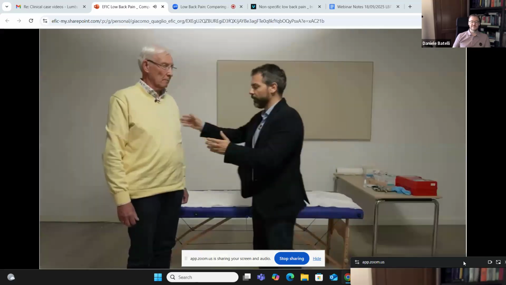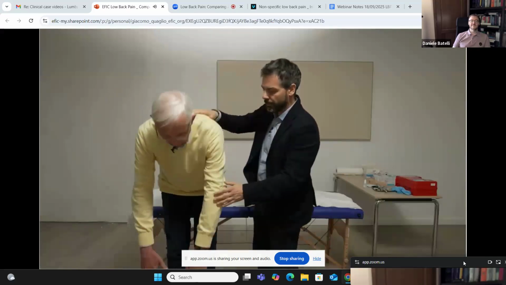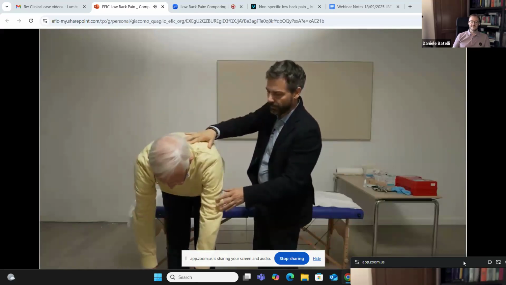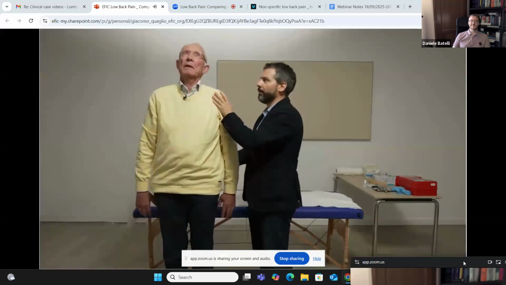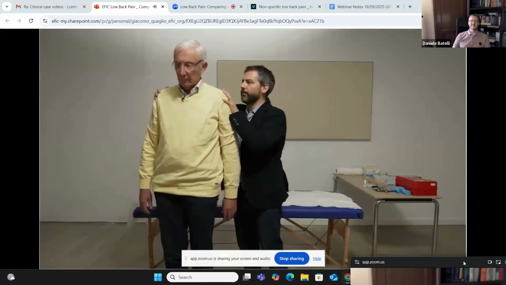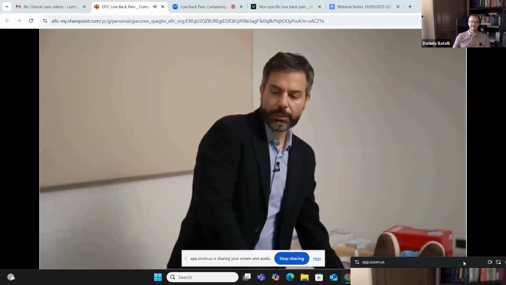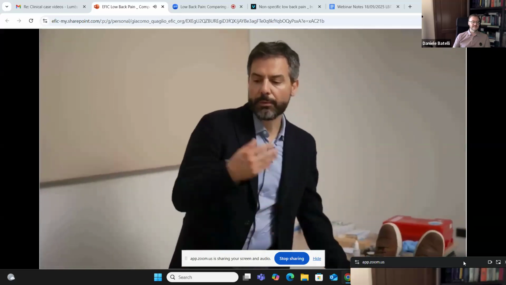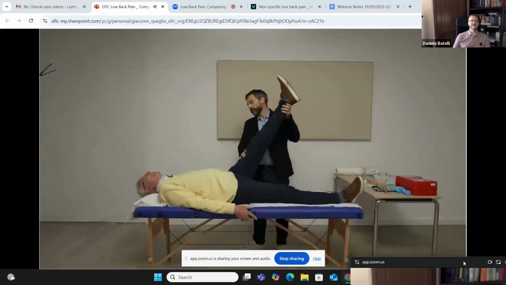Please try to move and to bend your back. Does it hurt? At the end, yes. Try to extend your spine. Painful, yes. Try to twist in this way. Not too far. Now I'm going to move your legs just to see if there is a problem in your spinal nerve roots. Please tell me if it hurts or not.